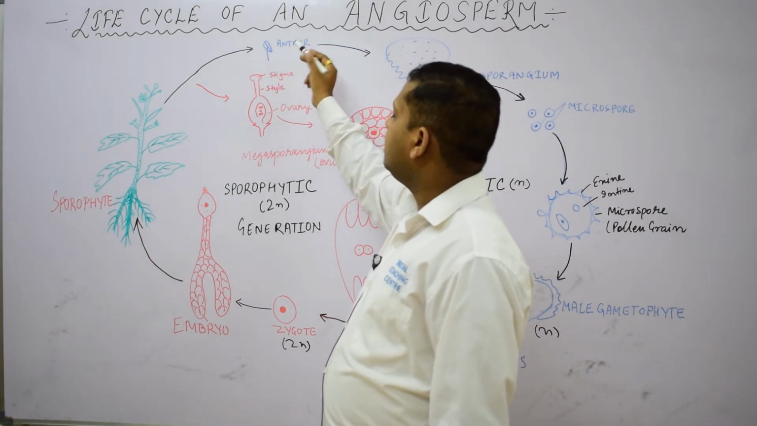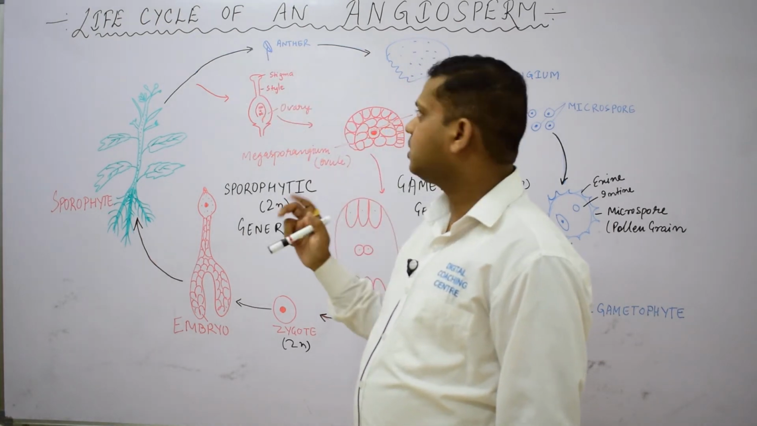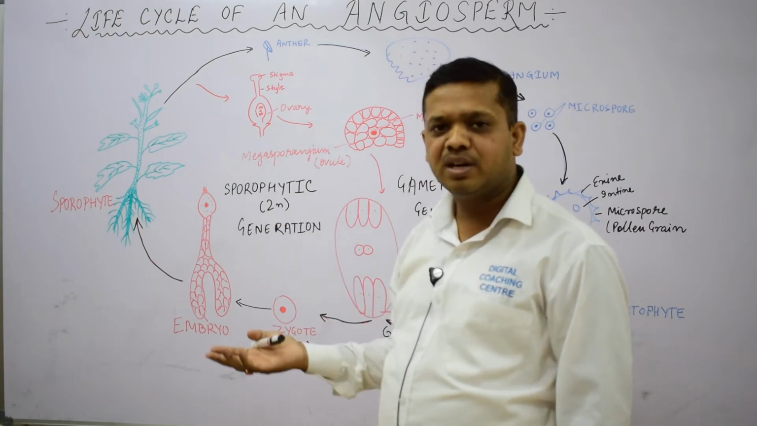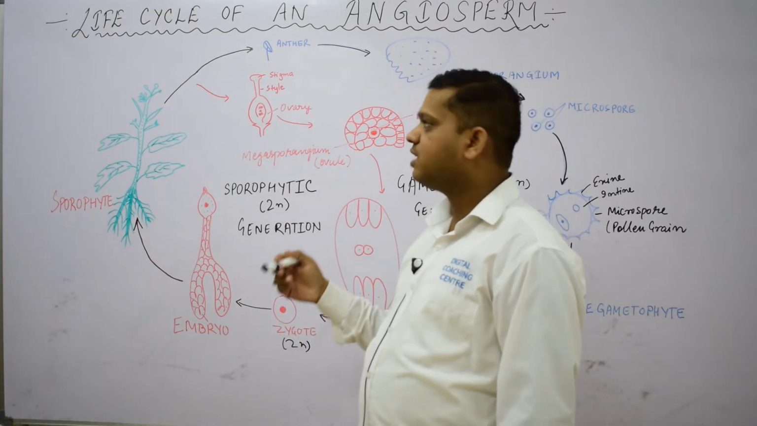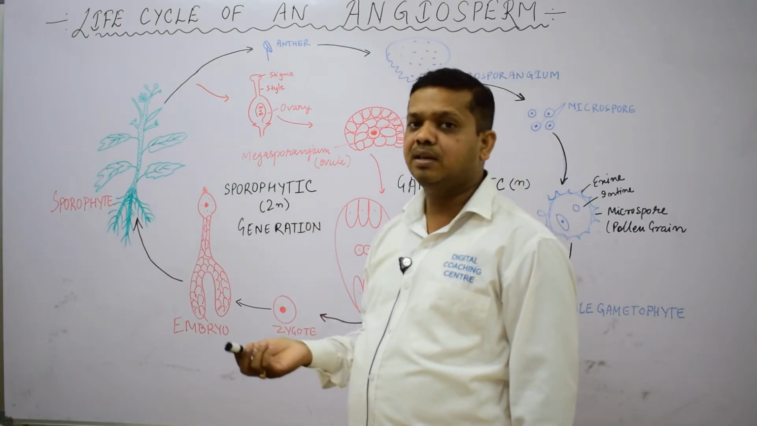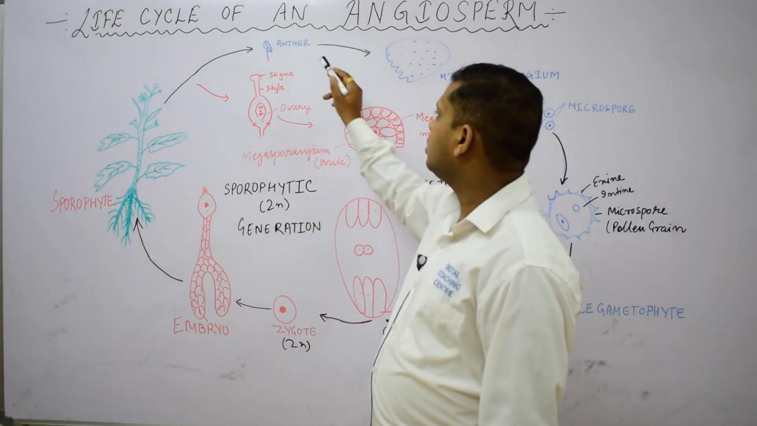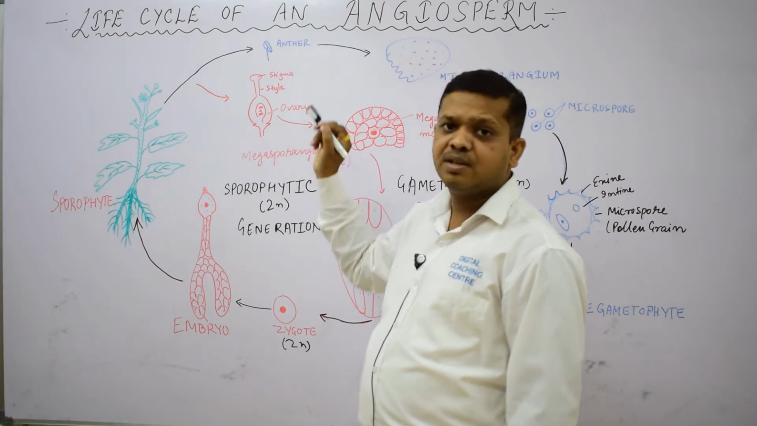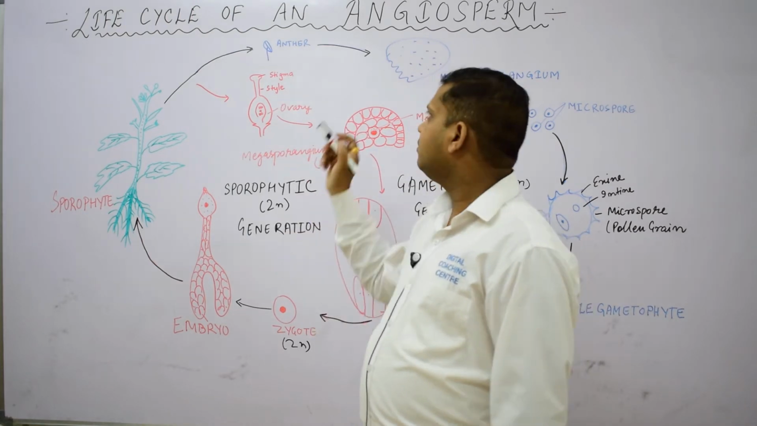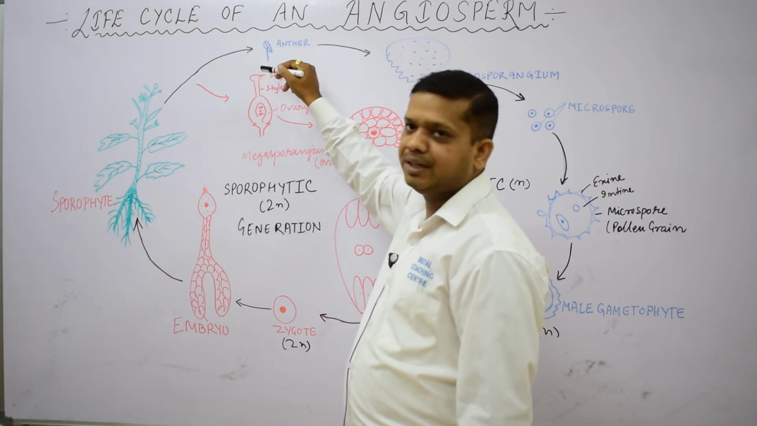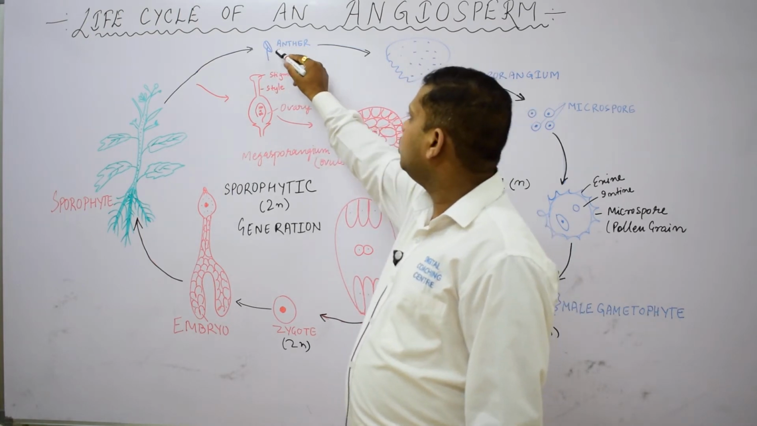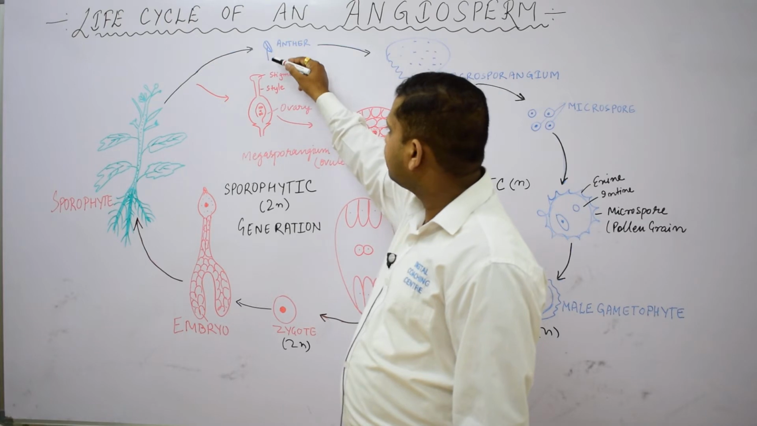In an angiosperm flower there are two sex organs, one is the male sex organ and the second is the female sex organ. The male sex organ is known as the stamen. Stamen has a main part called the anther. Anther is bilobed and joined with the help of a connective, and it has one filament.